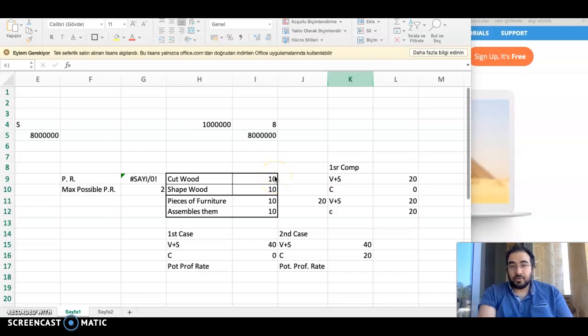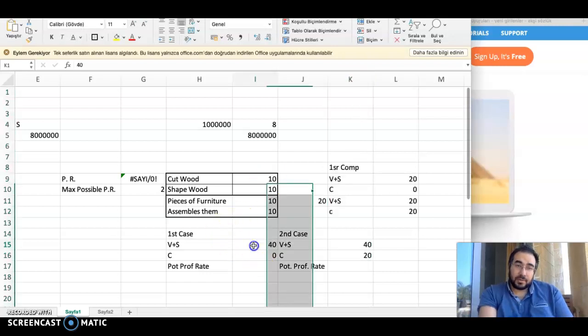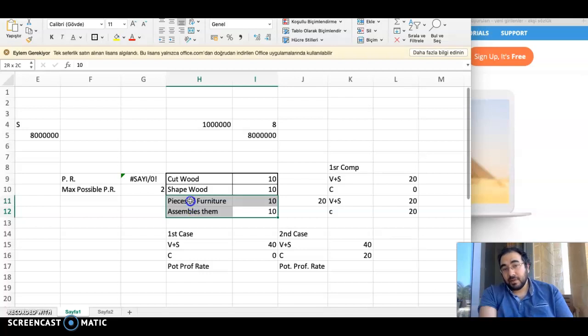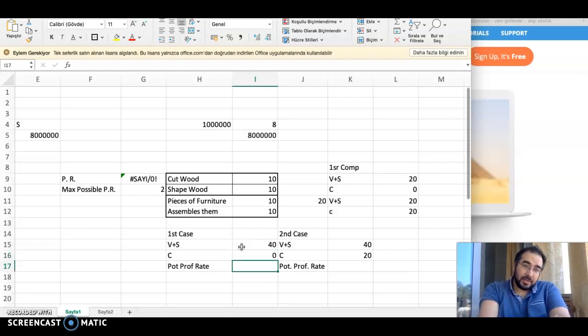Hi, welcome to the third part of our lecture on the tendency of the profit rate to fall. Last time we saw the first case, when all of these four actions are done by one company. Basically, we had V plus S as 40 and C as 0. In that case, the potential profit rate will be 40 divided by 0, which will be infinite.